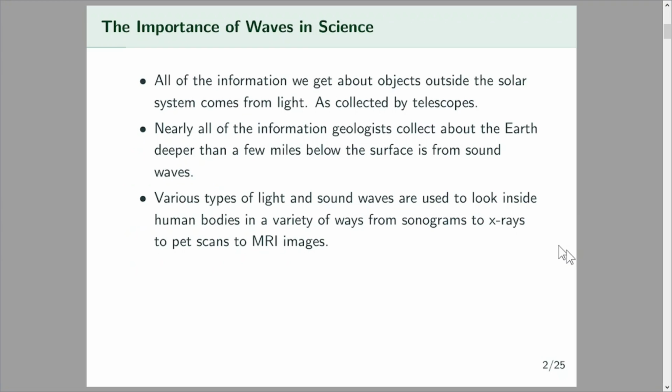Waves are critically important in science. That's why we're going to spend a little bit of time talking about them in a variety of ways, some of which you're familiar with. For example, all of the information we get about objects outside our solar system comes from light. Light's a wave. This stuff is collected by telescopes, and while we send spacecraft to other objects inside our solar system, which collect data more directly, everything that comes from outside our solar system, 100% of it, comes from light. And so we have to understand light to understand what's around us.